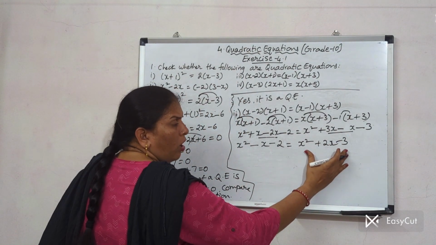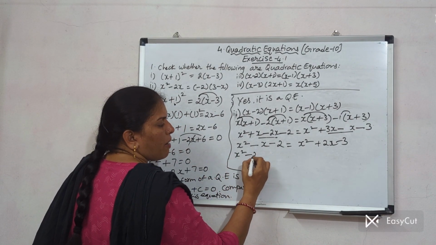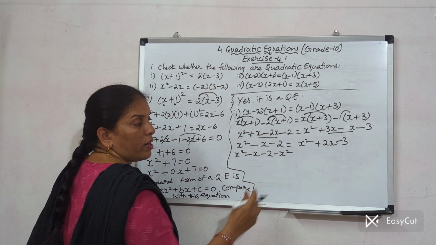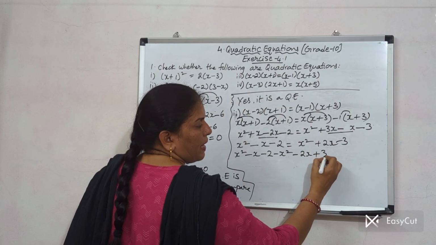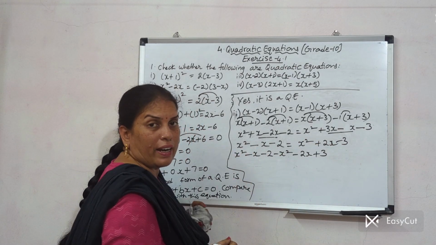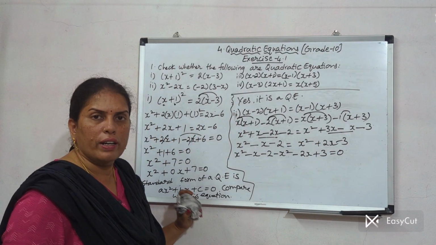Now, bring all these terms to LHS, left side. X square minus x minus 2 plus x square becomes minus x square, plus 2x becomes minus 2x, minus 3 becomes plus 3. Here I sent all these terms to left side. Here nothing is there, so it is equal to 0. All of you understood, ma?